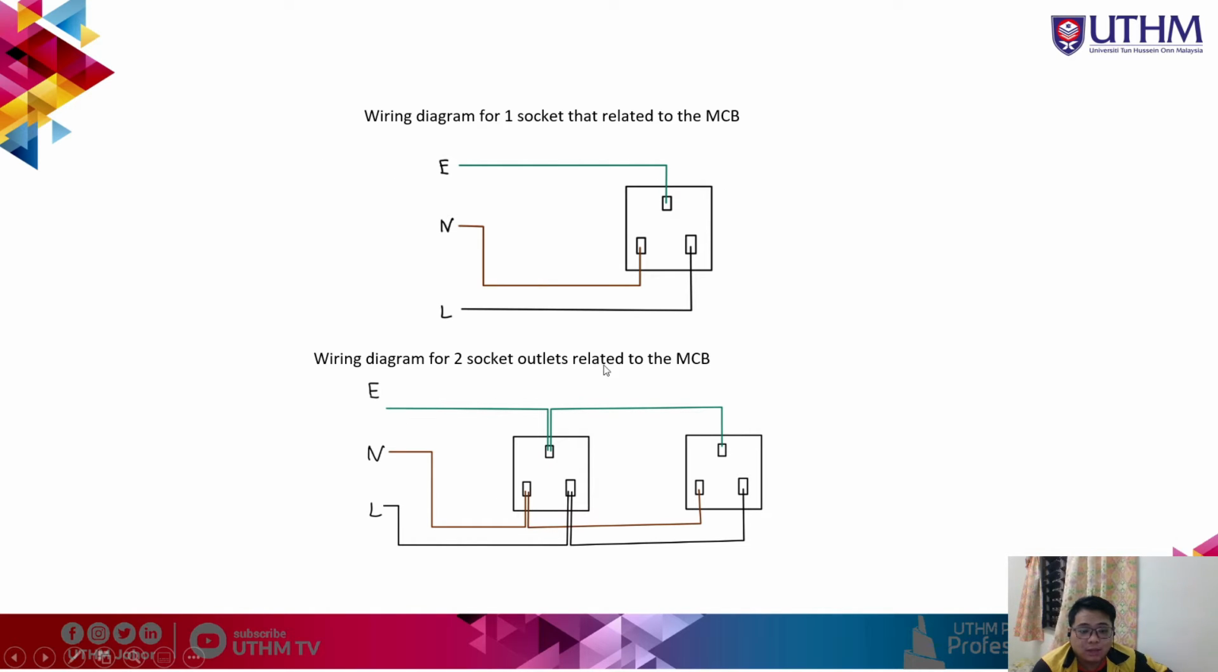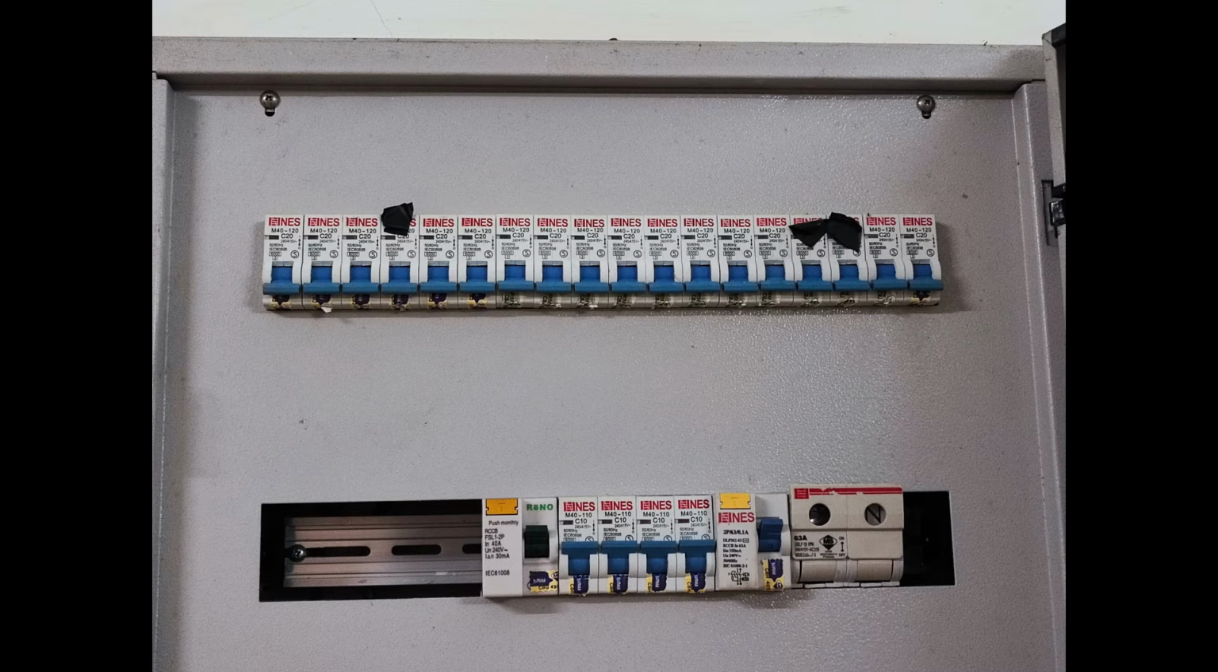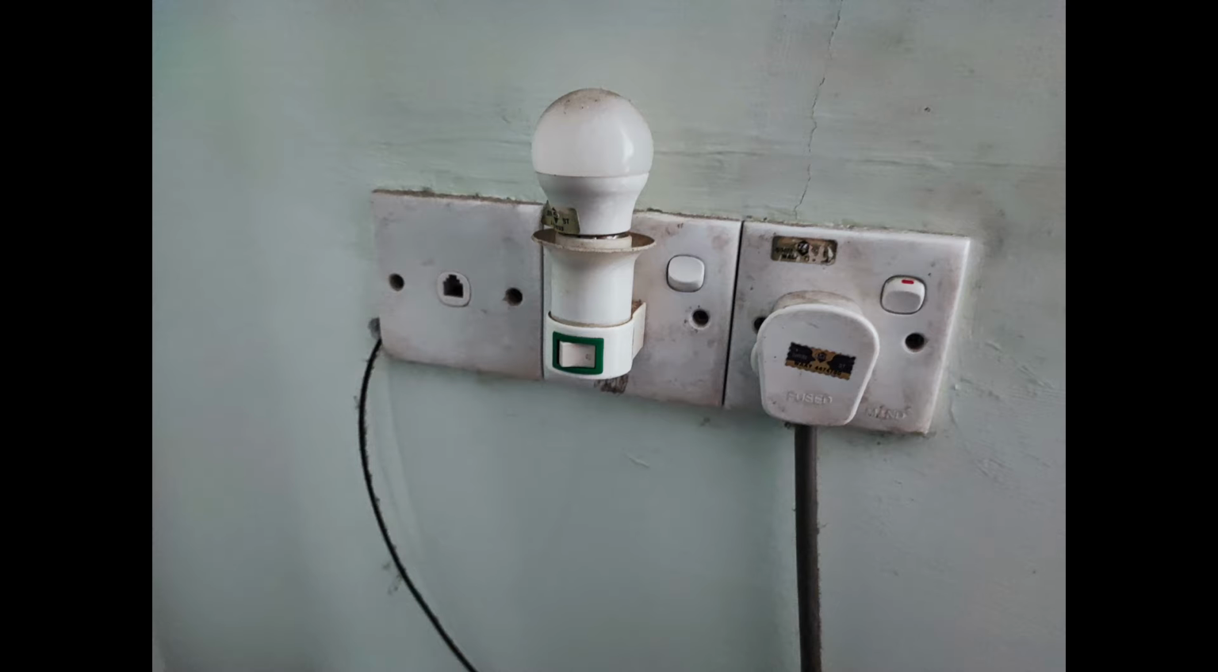And for the 2 socket outlets, both sockets will be connected in parallel for the 3 lines also, and the source will come from the MCB that controls these two sockets. So this one is the MCB in my house, and this is the switch that I am going to try. So this is the socket that is related to that MCB.